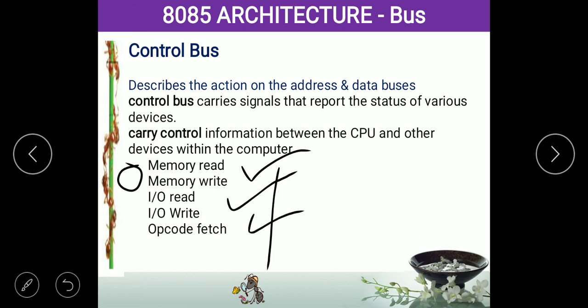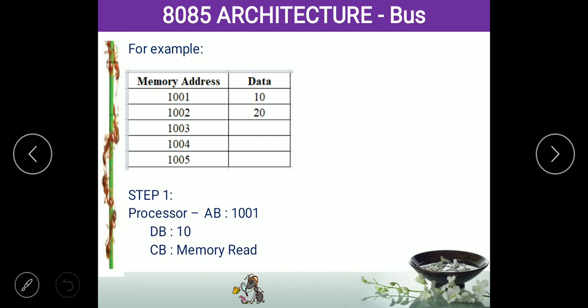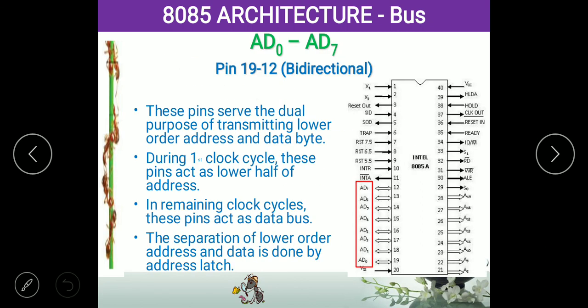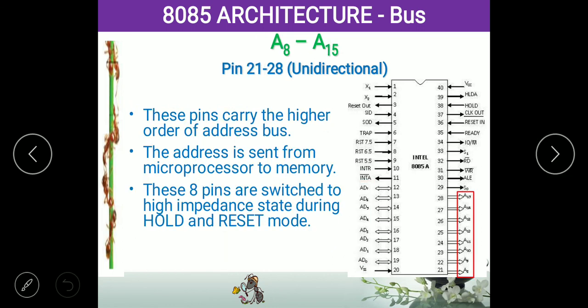Next is the opcode fetch. Fetching the instructions one over the other, one by one, is what we call the opcode fetch. We are going to fetch the instruction. The processor has to do that process to indicate that we are having the opcode fetch. So based on the signal from this control bus, the processor will do its operations. This is the pin available here, and this is the lower order pin.